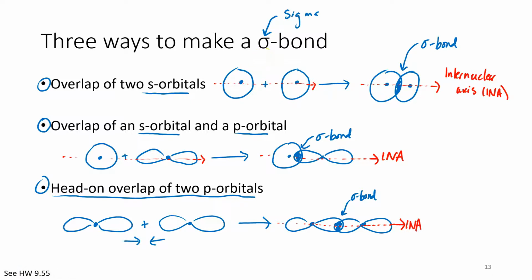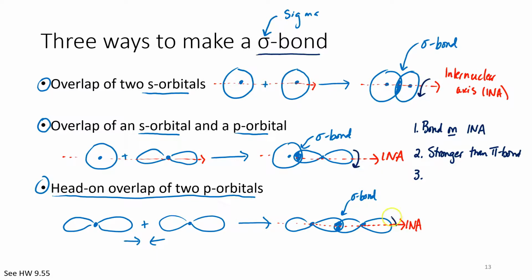So what are the key features of a sigma bond? First, we could say that the bond is directly on the internuclear axis, and that makes the sigma bond stronger than a pi bond, and that allows the atoms to rotate around the internuclear axis. So both of our atoms can rotate around that internuclear axis.